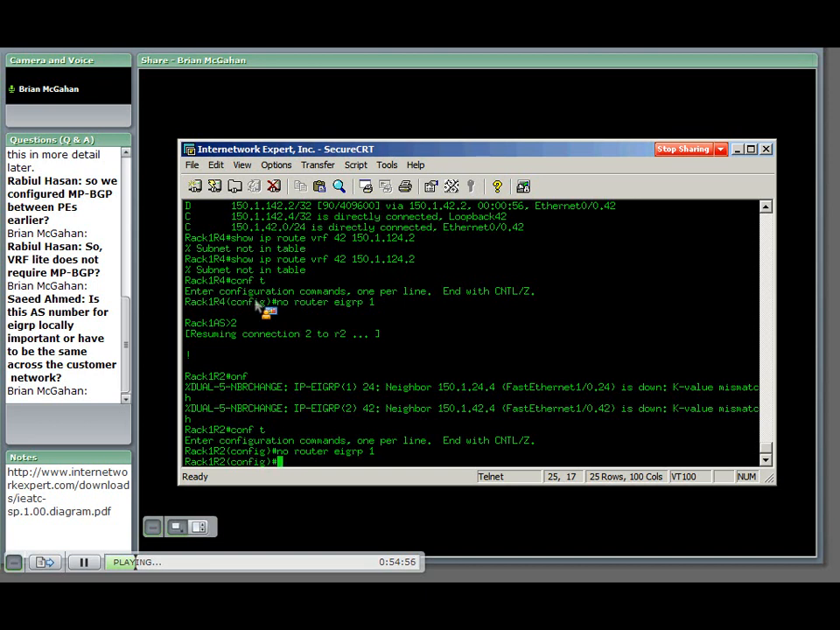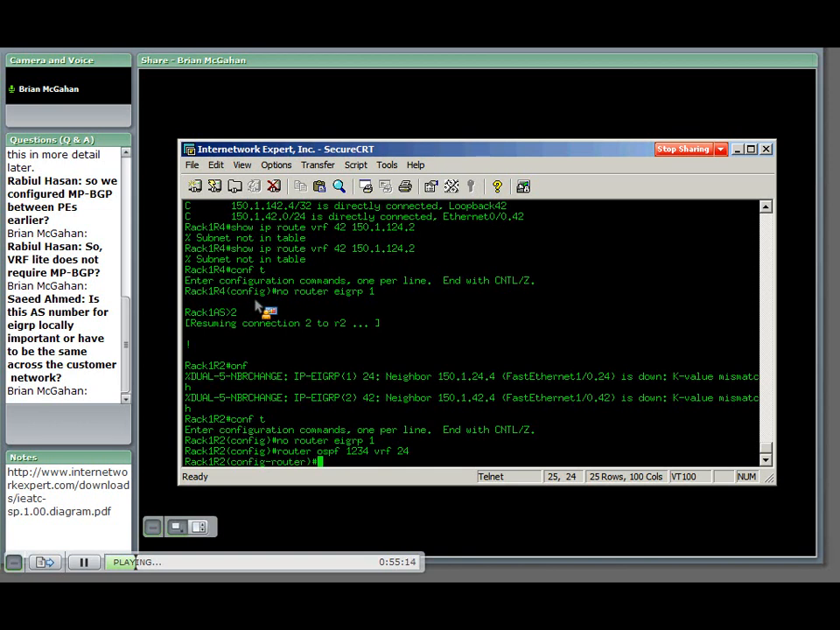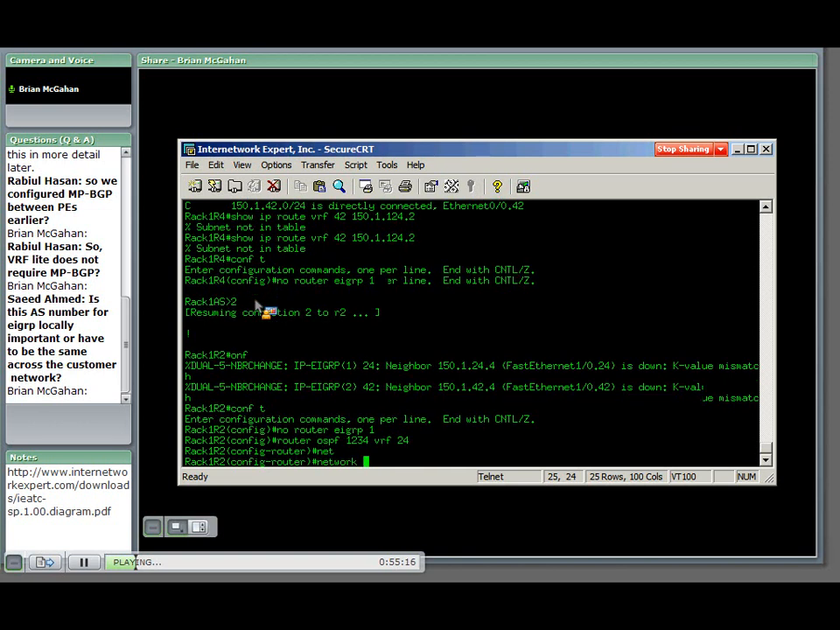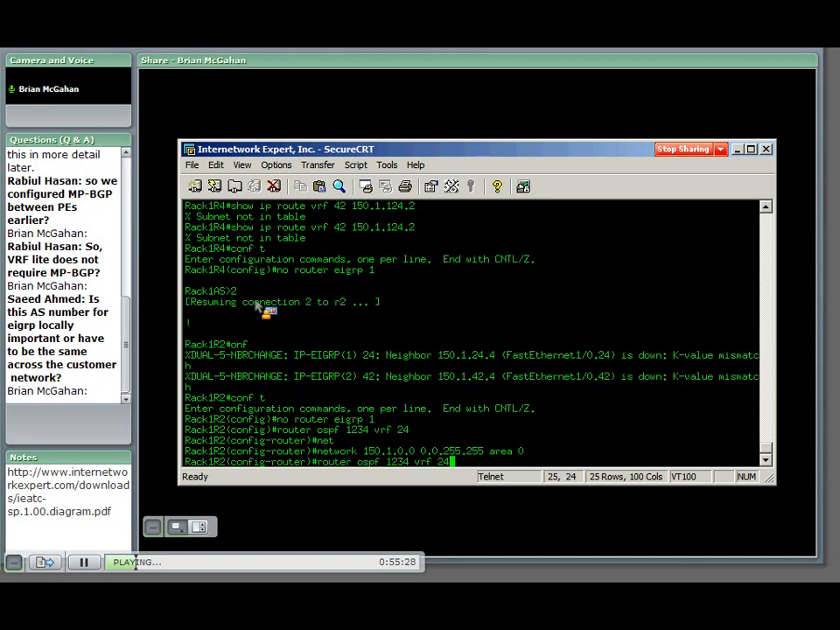Okay, so with OSPF, we're going to run two different processes here. We'll run OSPF 24 and OSPF 42. Now the actual process ID is only locally significant still. So we could say router OSPF 1234 is for VRF 24. The process ID is only locally significant. Now inside VRF 24, we want to run OSPF on 150.1.0.0 0.0.255.255. We'll say those interfaces are in area 0.